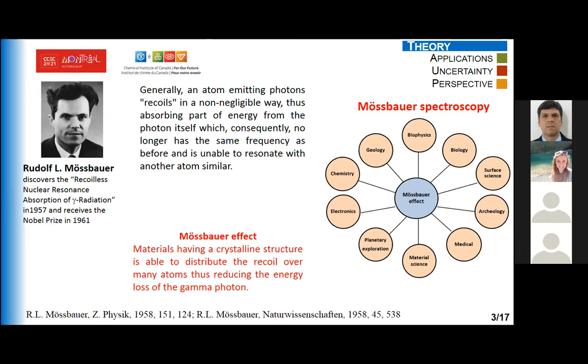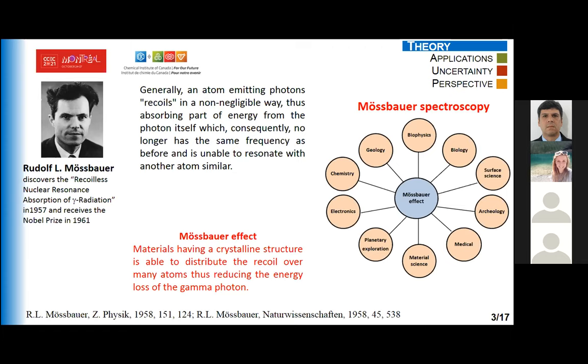In 1957, Rudolf Mossbauer was a promising PhD student at the Technical University in Munich and at the Max Planck Institute in Heidelberg in the lab of Professor Leibniz, when he discovered the recoilless nuclear resonance absorption of gamma radiation working on iridium-191. Generally, we know that when an atom emits photons, it undergoes a recoil, absorbing part of the energy from the photons. And this means that in these conditions, the atom is not able to resonate with another similar atom.